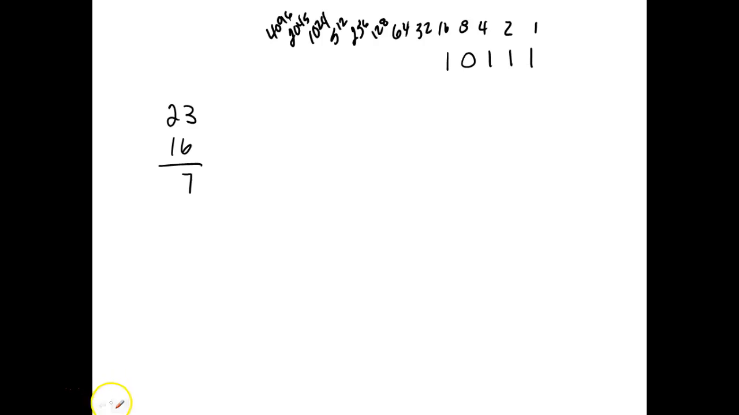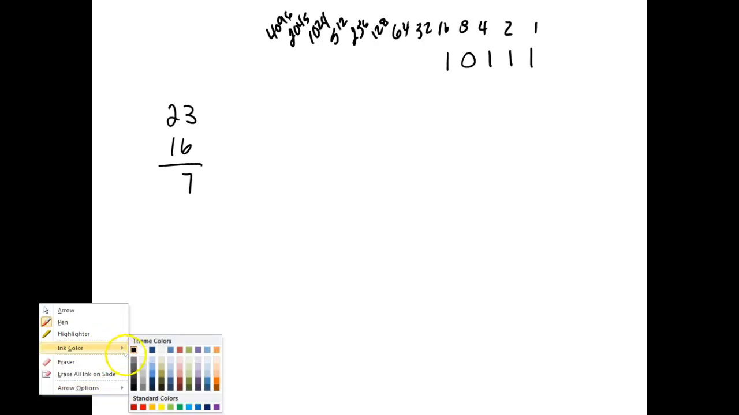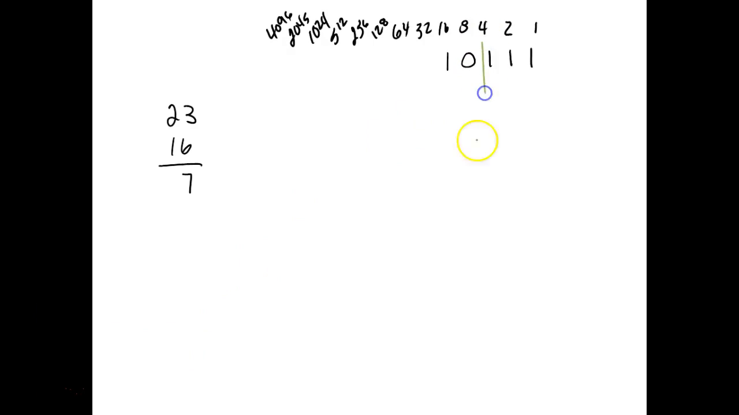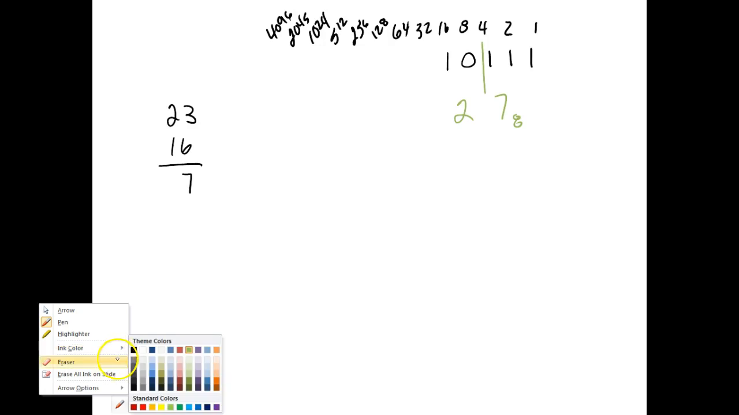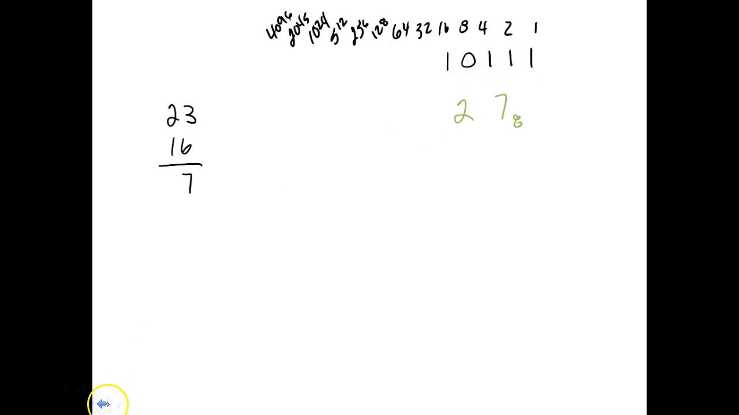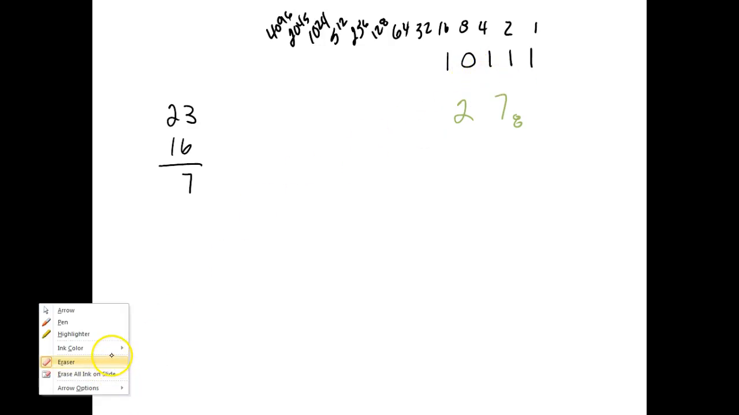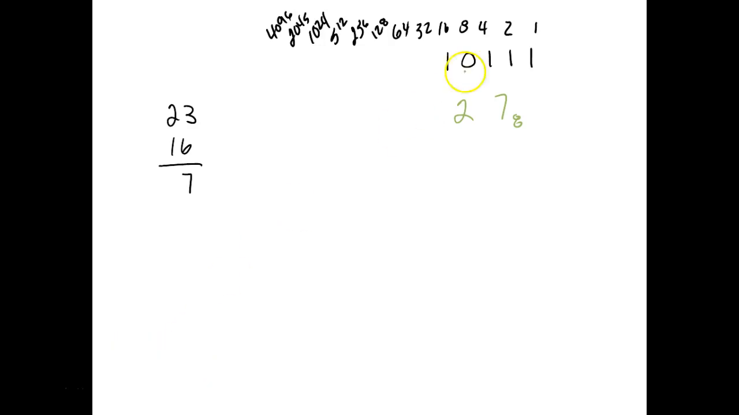If I wanted to go to octal, I would take that number and split it into groups of 3s. 1, 2, 3. I'll imagine there's a 0 on that side, so it's going to be a 27 base 8. Right? I'm going to hex. I'm going to split it up into groups of what? 4. I pretend there's 3 zeros over here, and that's going to be a 1, 7 base 16.